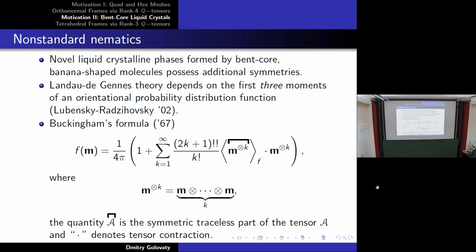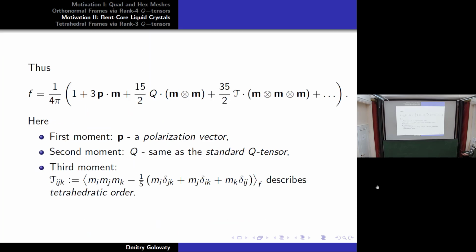So one possible way of looking at this is that if you have a probability distribution function, you can expand it in terms of moments. This is something called Buckingham's formula. Details, again, do not really matter. And so then, up to the first three moments, F can be recovered in this form.